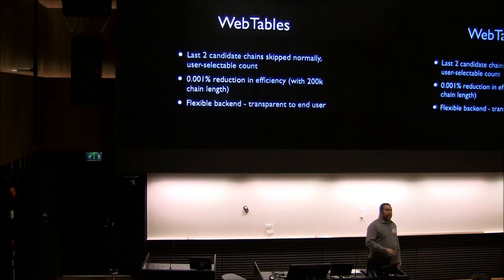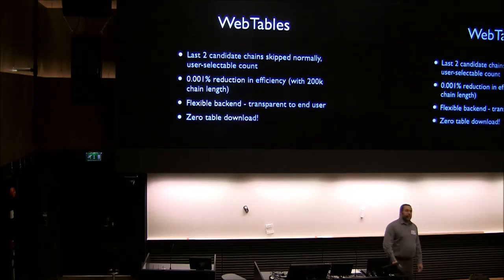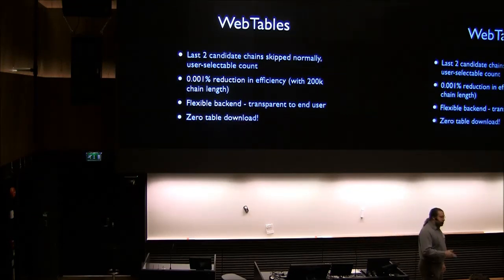It's a flexible backend, so it can be scaled easily. It can have multiple servers going to it, and all of this is transparent to the end user, which is the goal. And finally, the biggest advantage of web tables is that there is 0 table download needed. You don't need to try and download a couple terabytes when there's only 2 peers. You don't need to try and download them on a residential connection. You can just go ahead and start using it and have full access to all of the tables instantly.